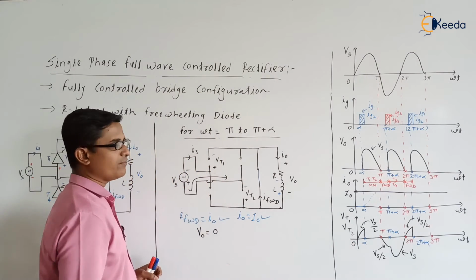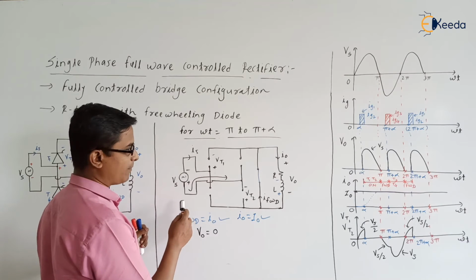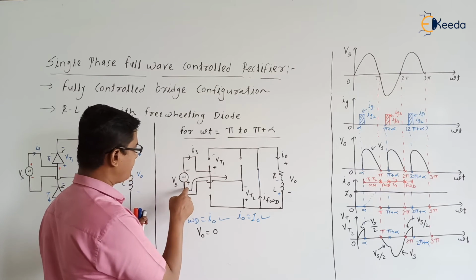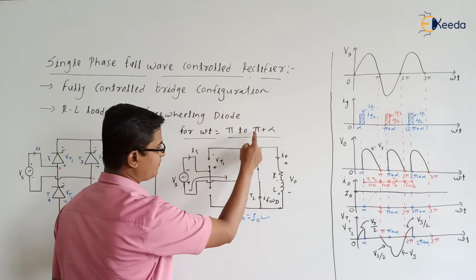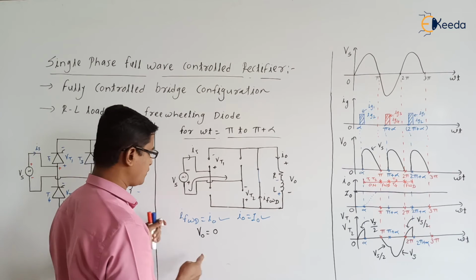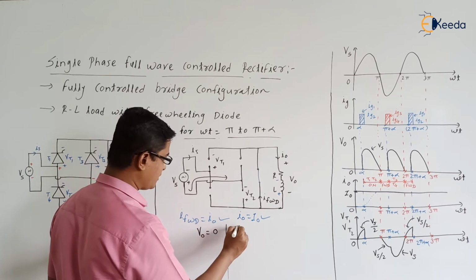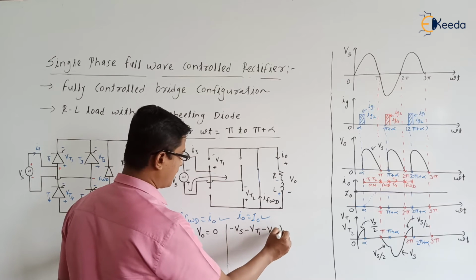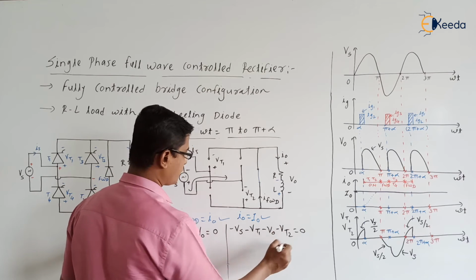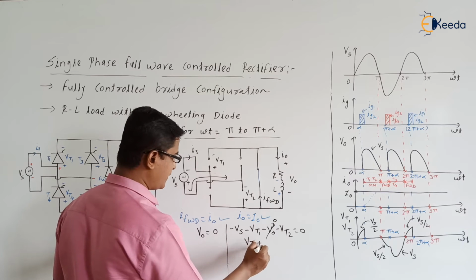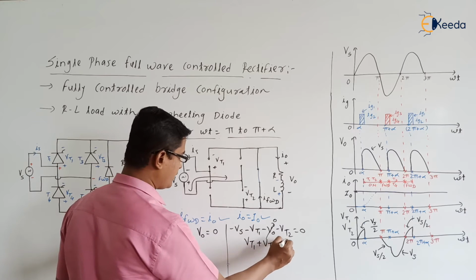If you check Vt1, Vt2, if we apply the KVL, it will be minus Vs minus Vt1 minus V0 minus Vt2 is equal to 0. So we can apply KVL. Out of that, V0 is 0, so we can write Vt1 plus Vt2 is equal to Vs.